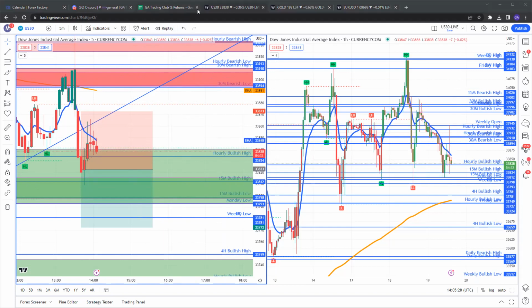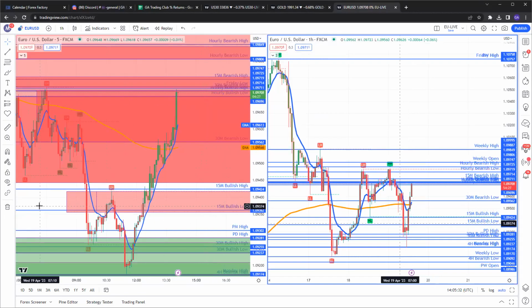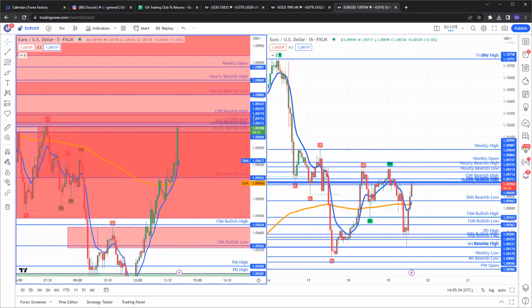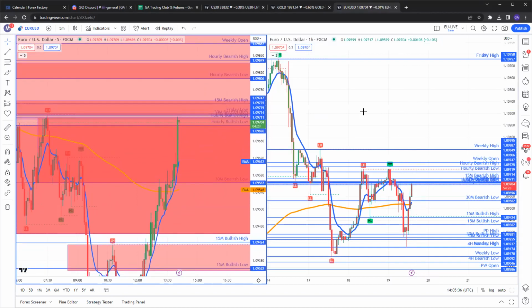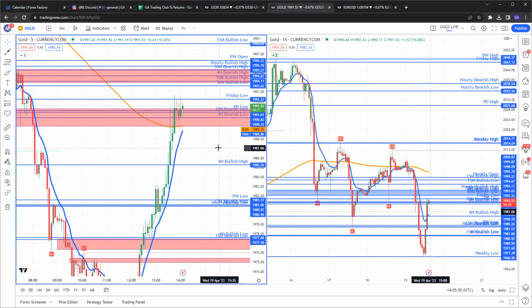And for gold, let me see. EU is bullish, gold is bullish as well. So on EU, we have a golden cross. Let me see if gold had that golden cross. So we have a golden cross coming in on gold. So let's see where price is for gold.